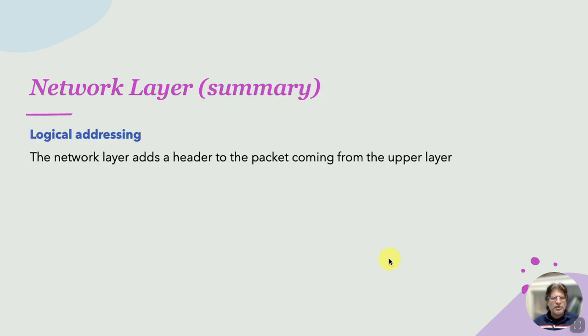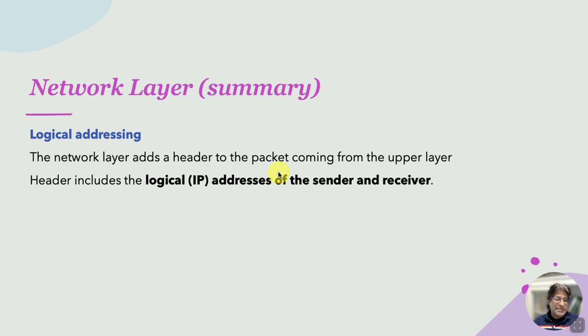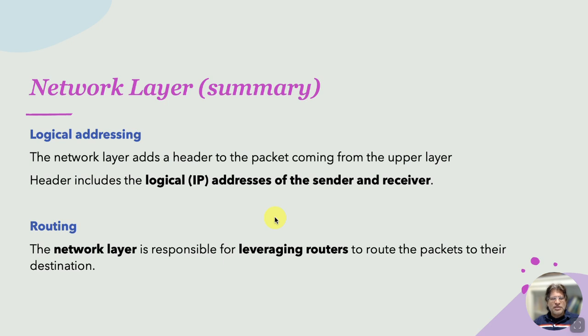So in summary, what is important is the network layer adds IP addressing information or logical addressing information. So the network layer adds a header to the packet coming in from the upper layer, or the TCP segment coming in from the upper layer, and forms a network packet. And the header includes the logical IP address of the sender as well as the IP address of the receiver. So as far as routing is concerned, the network layer is responsible for leveraging routers to route packets to their destination.